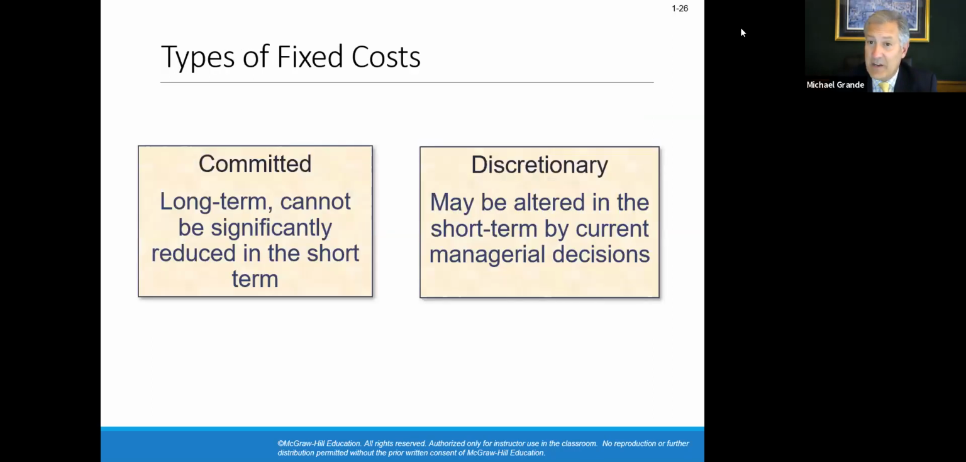Types of costs. The committed cost is long-term and cannot be significantly reduced in the short term, or discretionary may be altered in the short term by current managerial decisions. Committed, locked into it. I signed a 10-year lease at $10,000 per month. I'm committed, I can't get out of that. Discretionary, well, it depends, you might be able to get out of it.